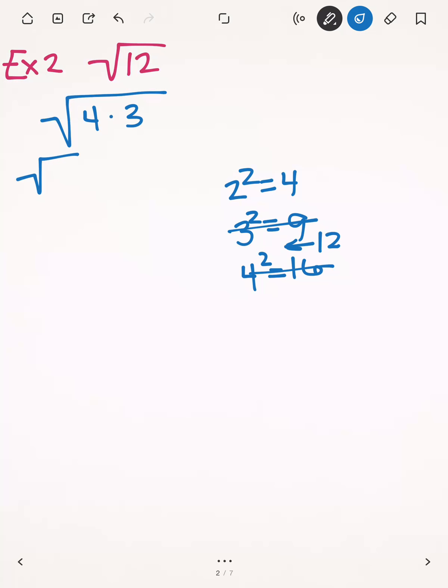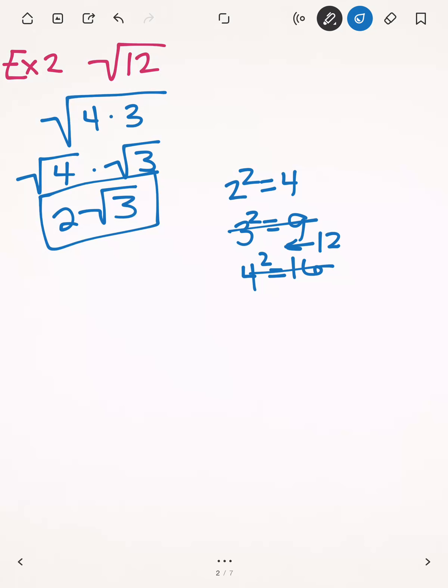Then we split it up. The square root of 4 times the square root of 3. The square root of 4 is 2. We cannot simplify the square root of 3, so it stays that, and we get 2 rad 3.